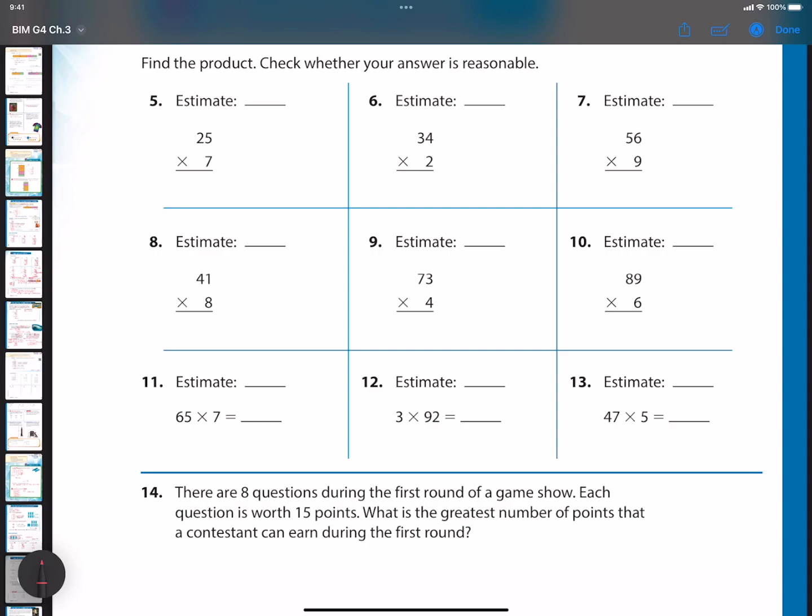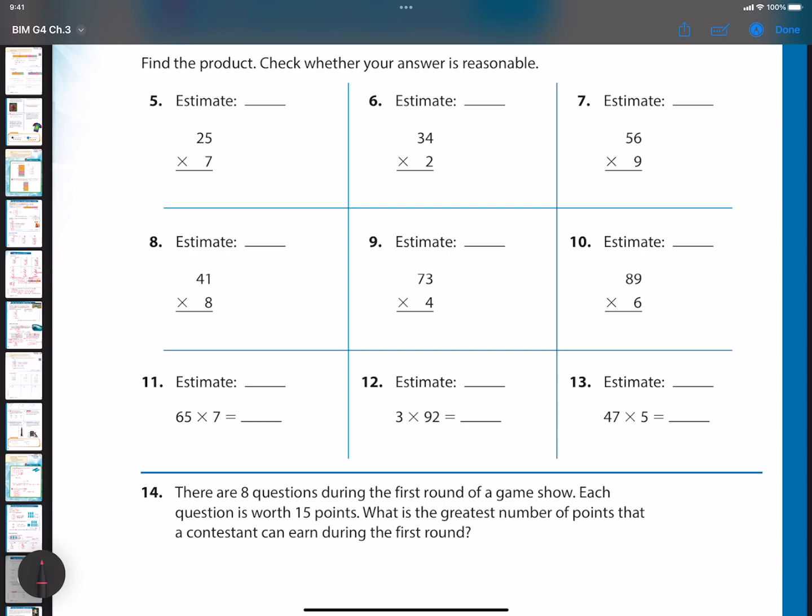Welcome back. How was your practice? Was okay? Some had questions? Yes, please always remember you can put a star mark on it and you can ask Mr. Lee after this video lesson, okay? So let's start with the estimation first.